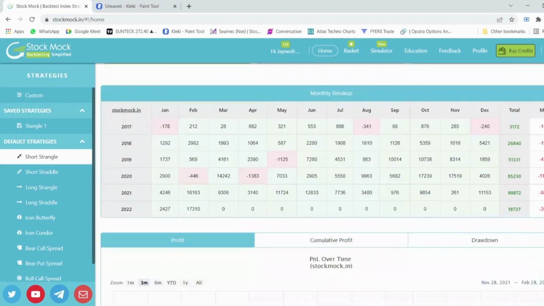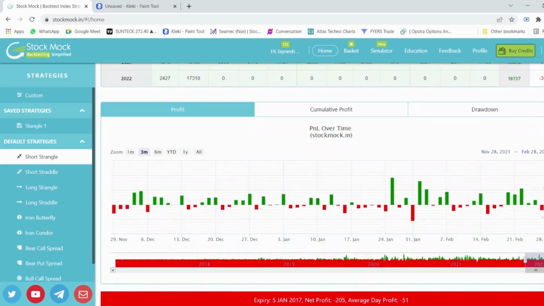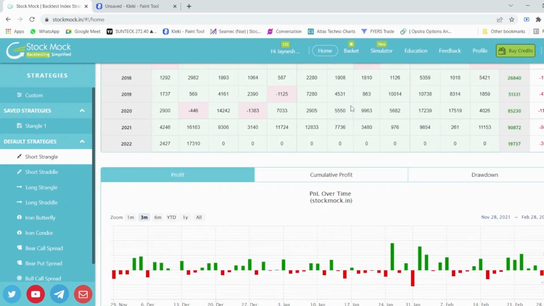So now looking at this data, we had only few months of loss, right? And that too the loss was limited. Now if you look at this chart, we can see the average profit has been increasing over time.